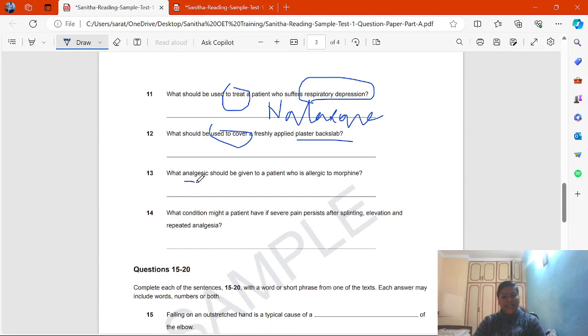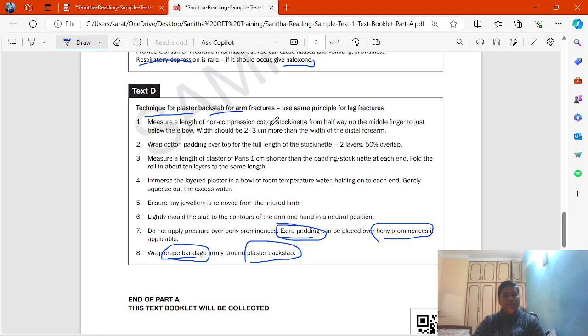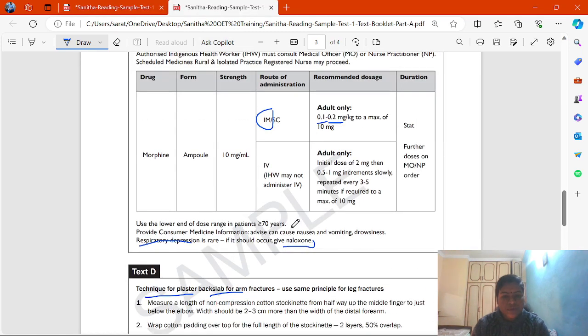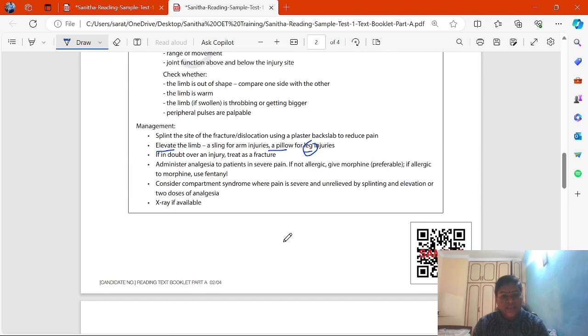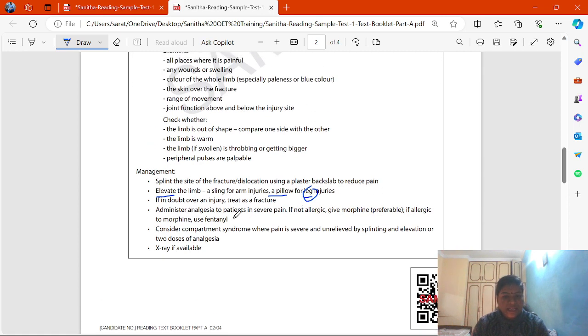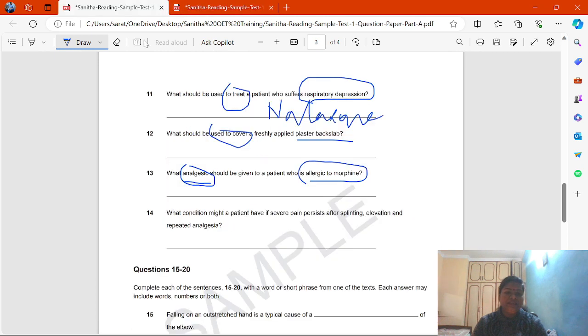What analgesics, again medication, should be given to a patient who is allergic to morphine? You have to go to medication. Allergic to morphine, what? If it is not written there, then you have to go to management. See here: administer analgesic to patients with severe pain if not allergic to morphine. If allergic to morphine, use fentanyl. What is the answer? Fentanyl.